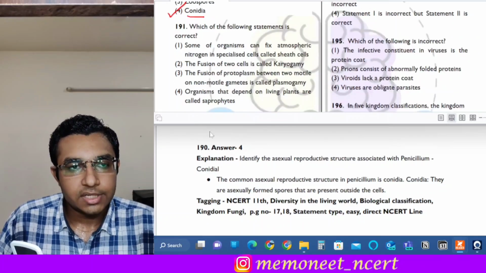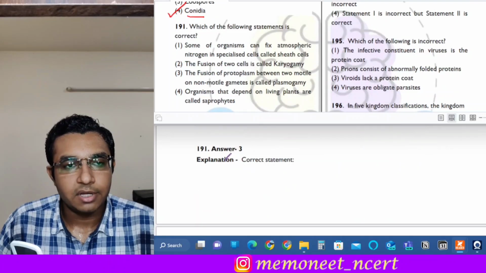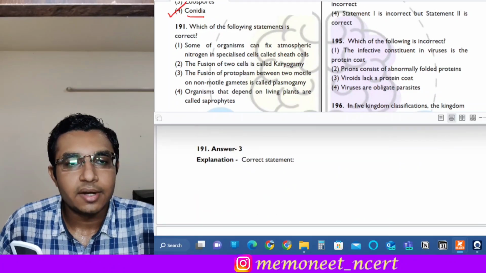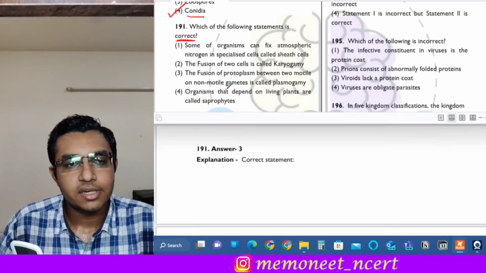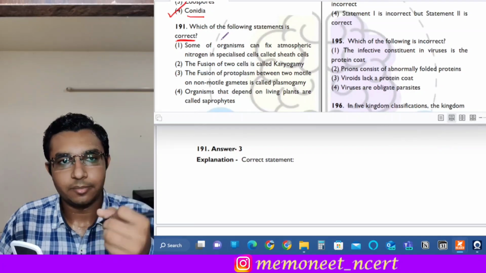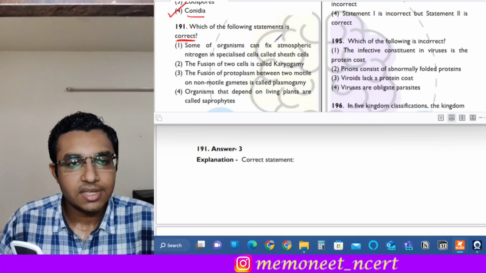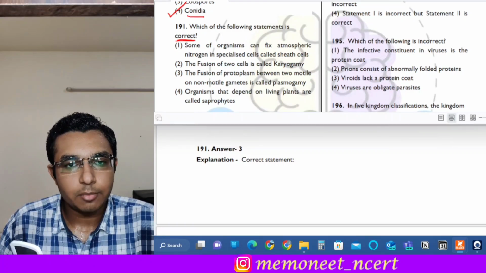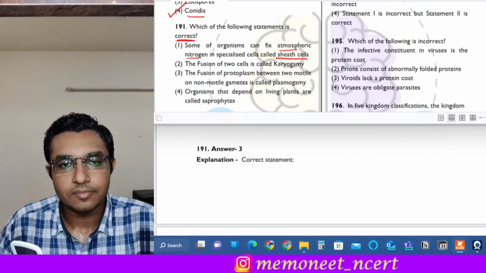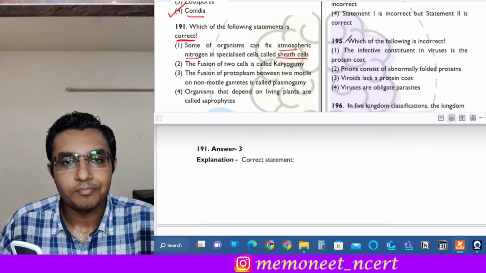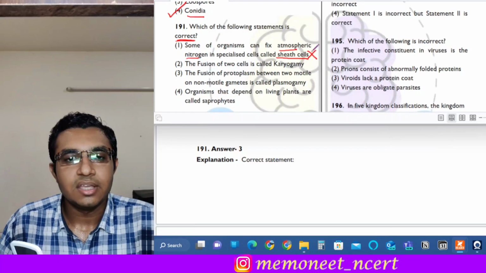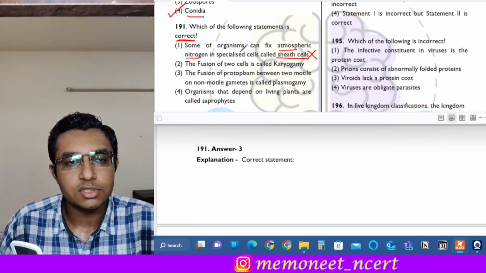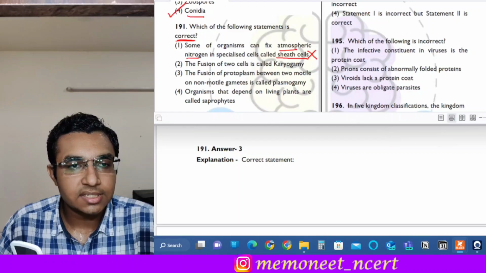Moving on to the next question, that is question number 191. It states that which of the following statements is correct. So we have to identify the correct statements among the following. Let us see the statements one by one. The first is, some of the organisms can fix atmospheric nitrogen in the specialized cells called the sheath cells. So is this statement correct? No. The nitrogen fixing bacteria, Nostoc and Anabaena, have specialized nitrogen fixing cells, and these specialized cells are what?